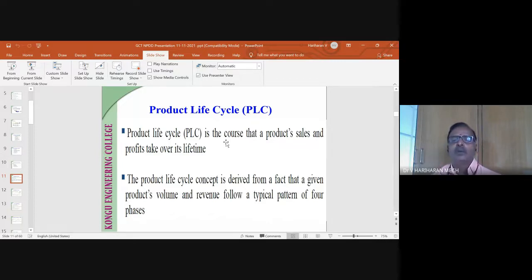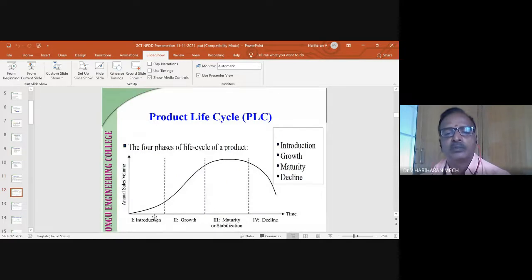Okay. Now the product life cycle concept is derived from the fact that a given product's volume or revenue follows a typical pattern of 4 phases. There are 4 phases in a product life cycle. What are the 4 different phases? There is an introduction phase, growth phase, maturity and stabilization phase, and a decline phase. Say this is the introduction of your new product. This is called the birth of the final product. You are first bringing it into the market. That is called the initial phase.